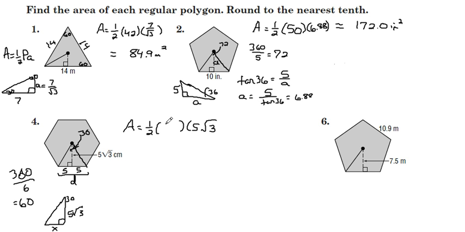Distance is 10. 10 times 6 is 60. So 1/2 60 times 5 radical 3 comes out to 259.8 square centimeters. There we are.